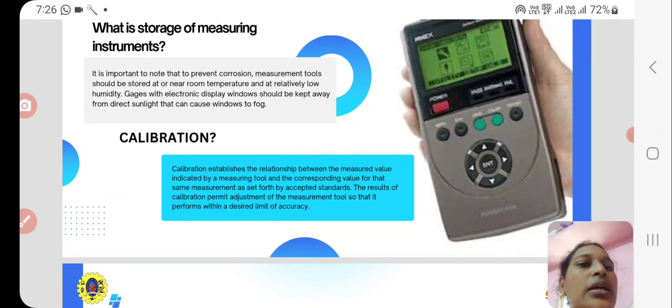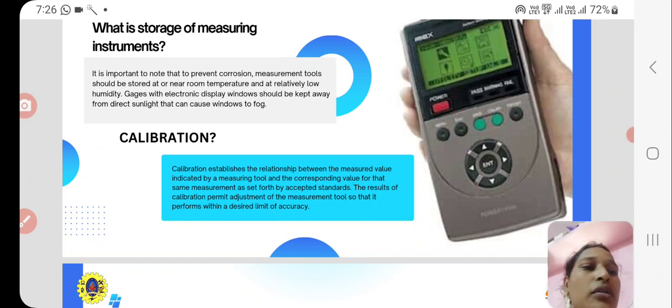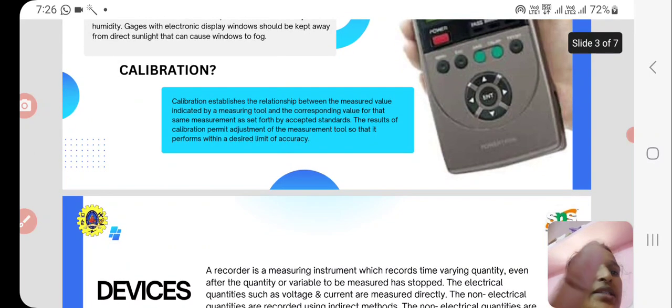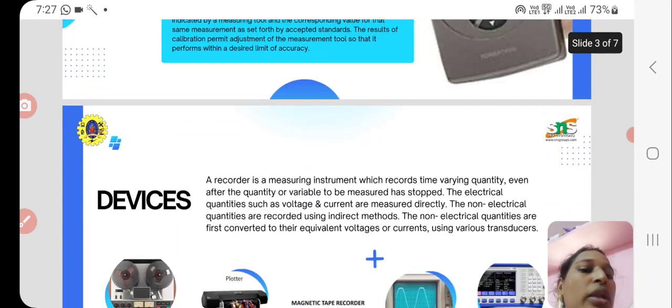Now, what is the storage of measuring instruments? Measuring instruments need a storage device, a place for storing their measured values. Calibration establishes the relationship between the measured value indicated by the measuring tool and the corresponding value for that same measurement as set forth by accepted standards. This calibration needs a series of measured values to be compared, and for that purpose we need storing.